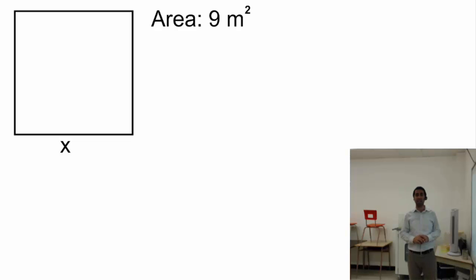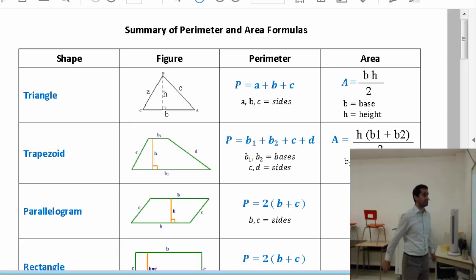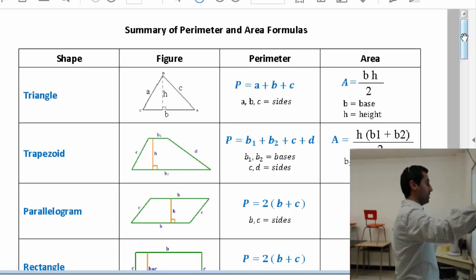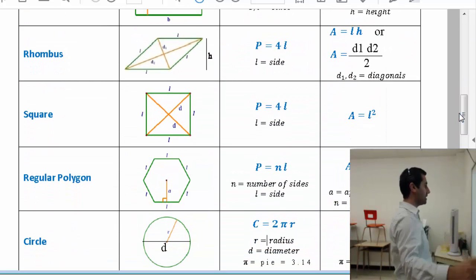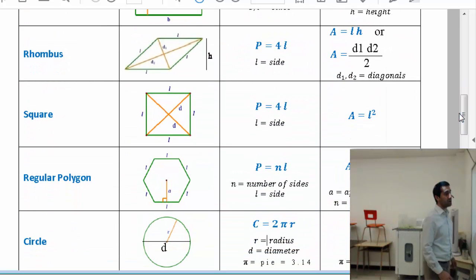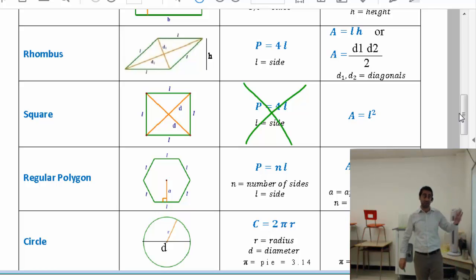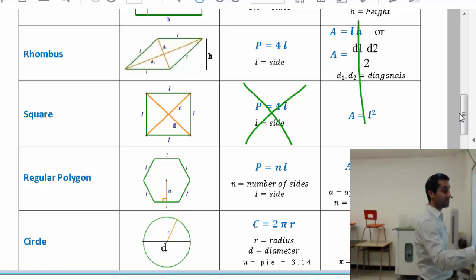What shape am I looking at? Remember, I always talk about the formulas. This is a square. Where is the formula sheet? It's right here. The square is right there. And I am going to ignore the perimeter formula because perimeter is not given, area is given. So I'm going to get the formulas on the right side of the sheet, which are only about the areas.